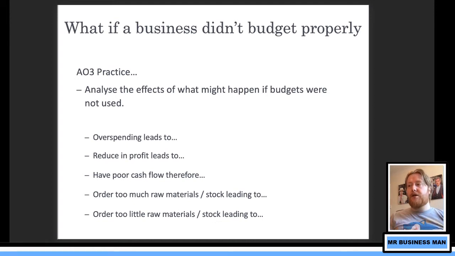But it is something that you can do where you can give me 2 or 3 little steps and make sure that you write them into a paragraph. That'd be nice. So reduced profits lead to poor cash flow.